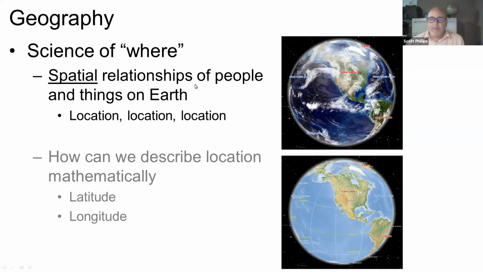So just to back up a bit, we talked about the basics of geography, that geography is the science, one way to call it, a science of where. It is the spatial science of where things are. And we geographers study spatial relationships of people and things on Earth. So it's really all about location, location, location. And we talked about how we describe absolute location using latitude and longitude.